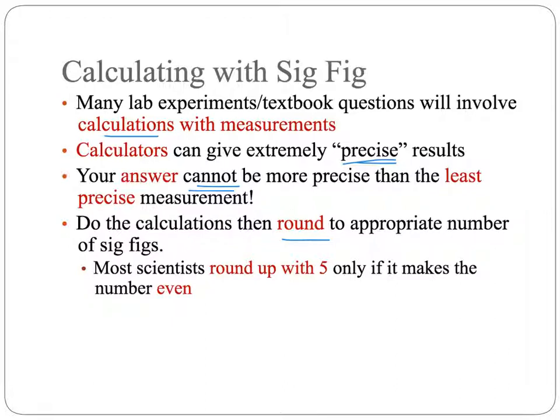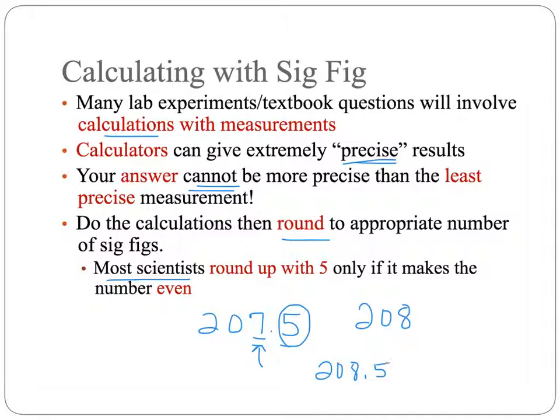Just a note, most scientists round up with the number 5 only if it makes the number that you're looking at even. So if you have 207.5 and you need to express your answer in 3 significant figures, we're going to have to round up this 7. We look at the 5 and see that the 7 is an odd number, so that would be rounded up to 208. But if the measurement was 208.5 and we had to round it to 3 significant figures, this 8 is already even, and so we would just drop the 5 and not change the 8 to a 9.